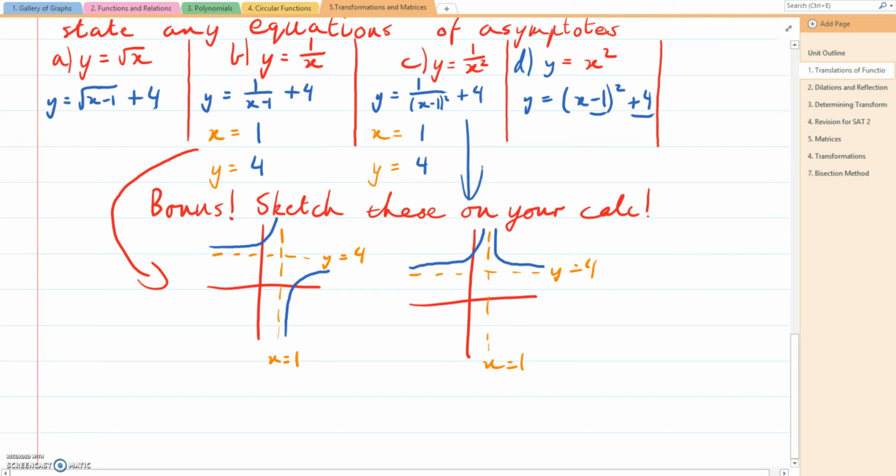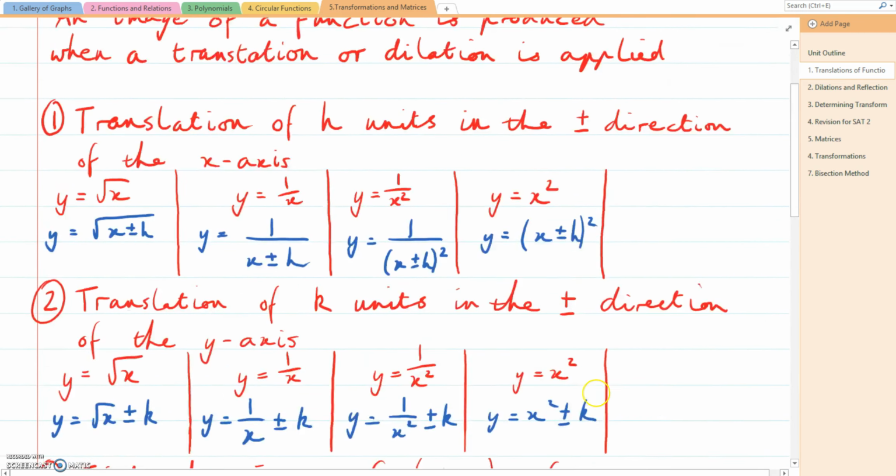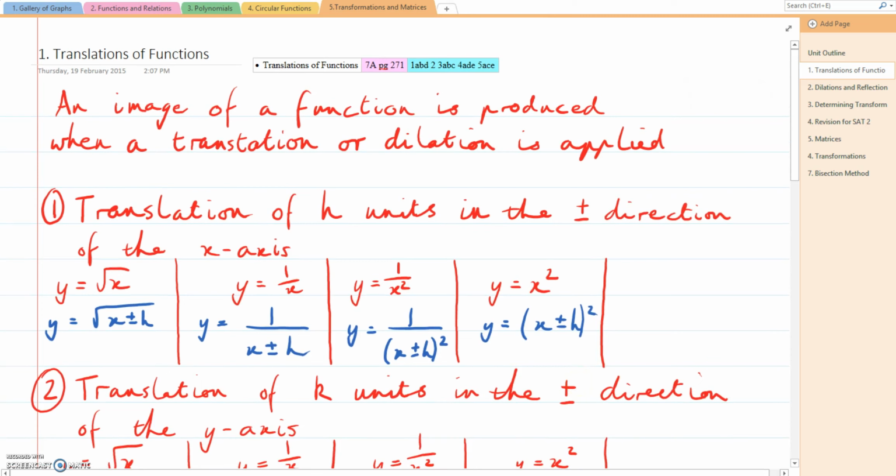So sketch those on your calculator if you want to practice them a little bit, but I think you should be able to pick up translations quite quickly. We're going to go into dilations and reflections, which gets a little bit trickier, so make sure you understand this stuff really well.